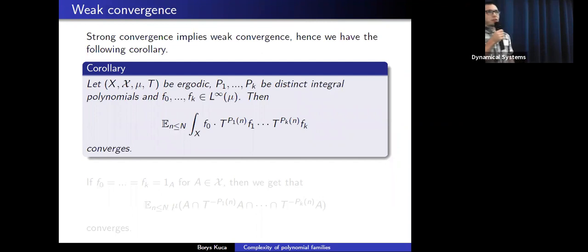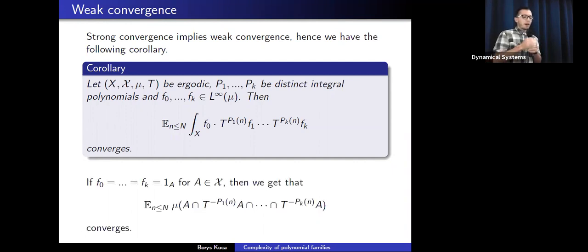We know from functional analysis that strong convergence of this implies weak convergence, and hence we have the following corollary. So if we take an ergodic system and L infinity functions and distinct integral polynomials, then the following sequence of averages of integrals also converges. And one case in which this is interesting is if we take all the functions to be an indicator function of some measurable set. In this case, we get an average of the measure of this intersection. And by the corollary, this sequence also converges.